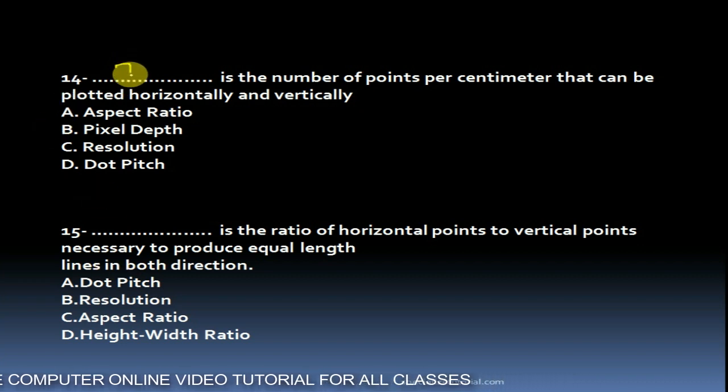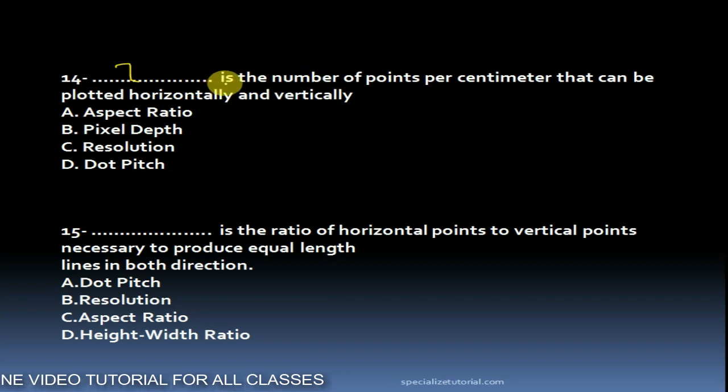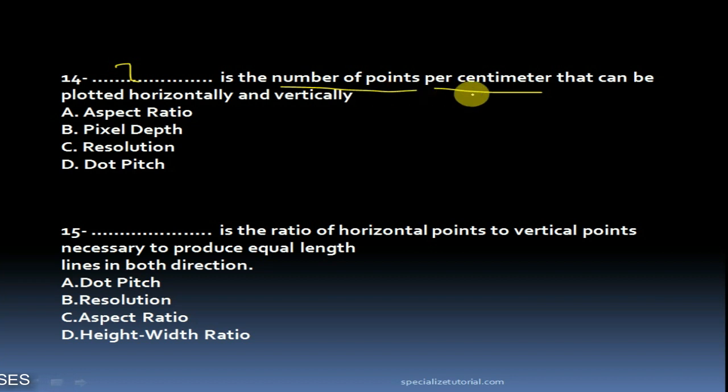Next question: what is the number of points per centimeter that can be plotted horizontally and vertically? The options are aspect ratio, pixel depth, resolution and dot pitch. You know it, it's the resolution, the number of points per centimeter that can be plotted horizontally and vertically. So C is the right answer.